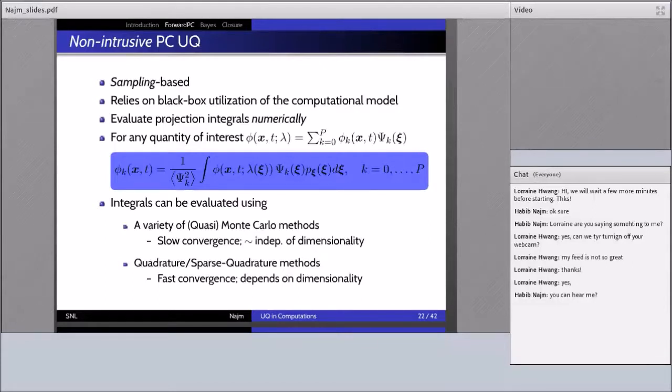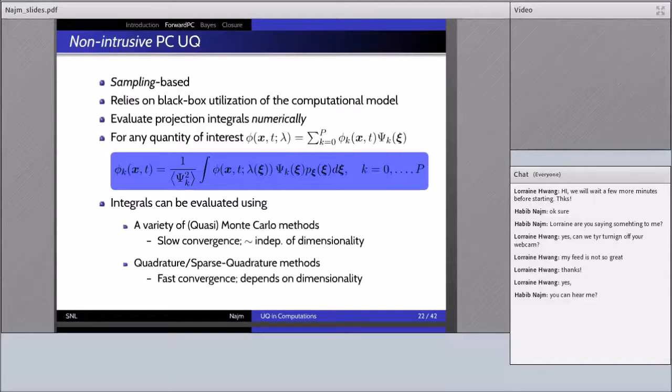And so what you do is you evaluate these integrals. To evaluate them, you need to evaluate the value of the integrand at different values of xi. And that means evaluate the forward model for different inputs, for different samples of the input. Okay. So to evaluate these integrals, you can rely on any type of quadrature methods. You can also do Monte Carlo methods, of course. But Monte Carlo still has the question of convergence.